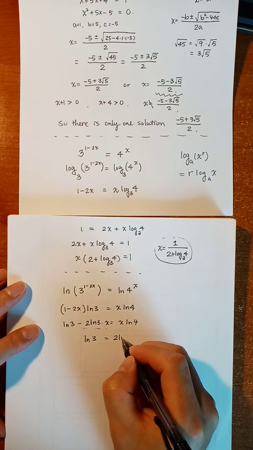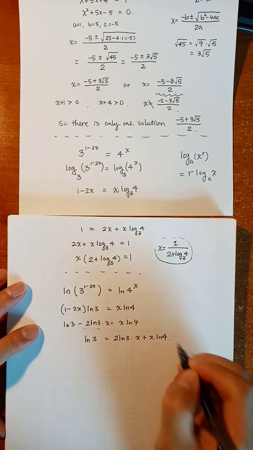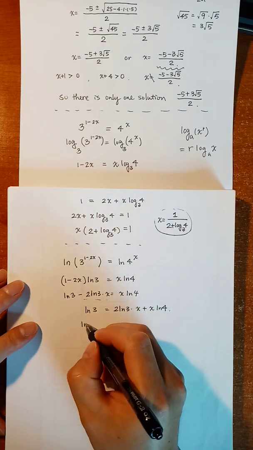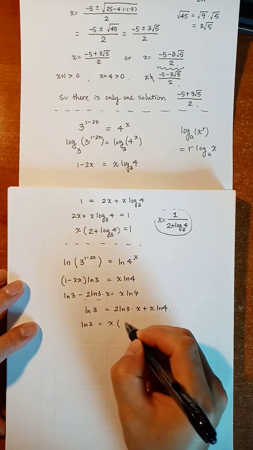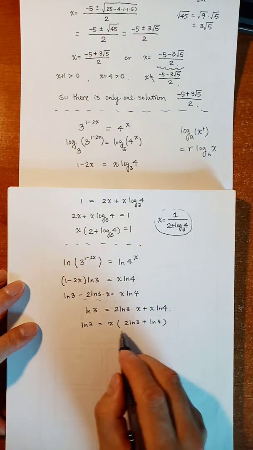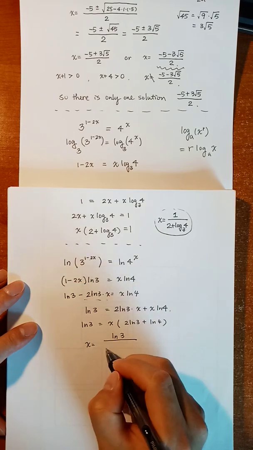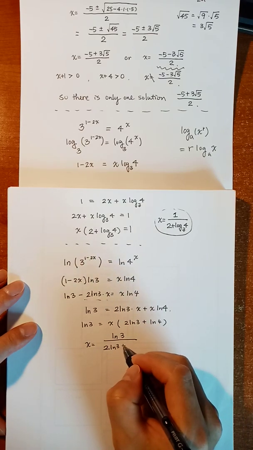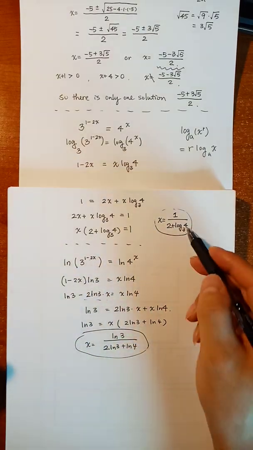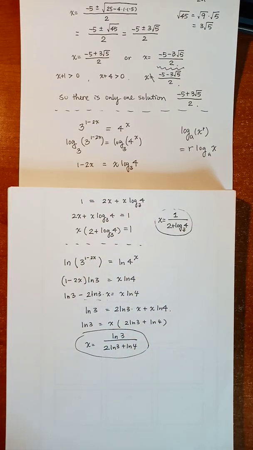So 2 log 3 x plus x log 4. And then you factor out x: x times (2 log 3 plus log 4). And divide the equation by the coefficient of x. You will get x is equal to log 3 over (2 log 3 plus log 4). This is also the right answer. These two answers are actually equal by the change of base formula.